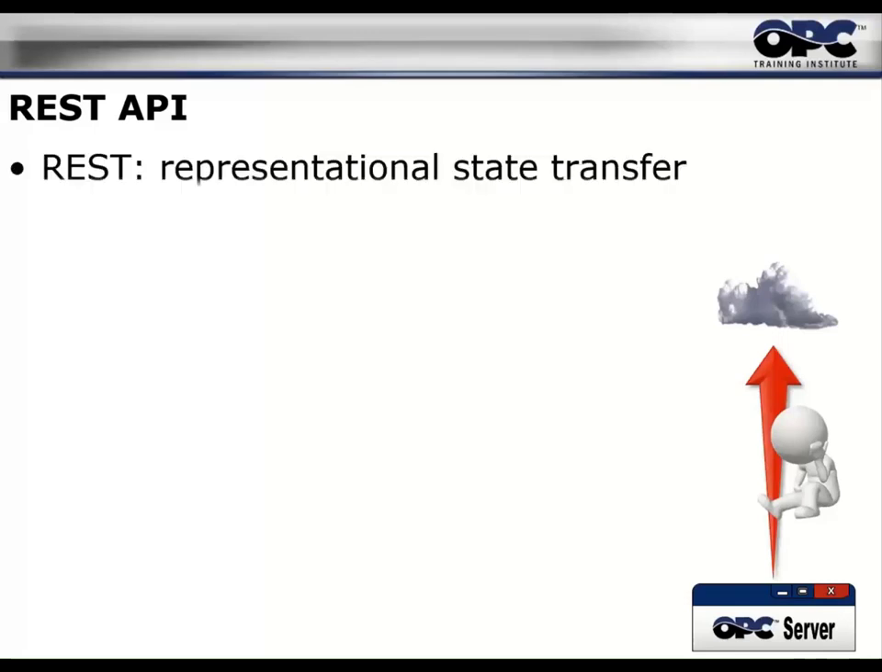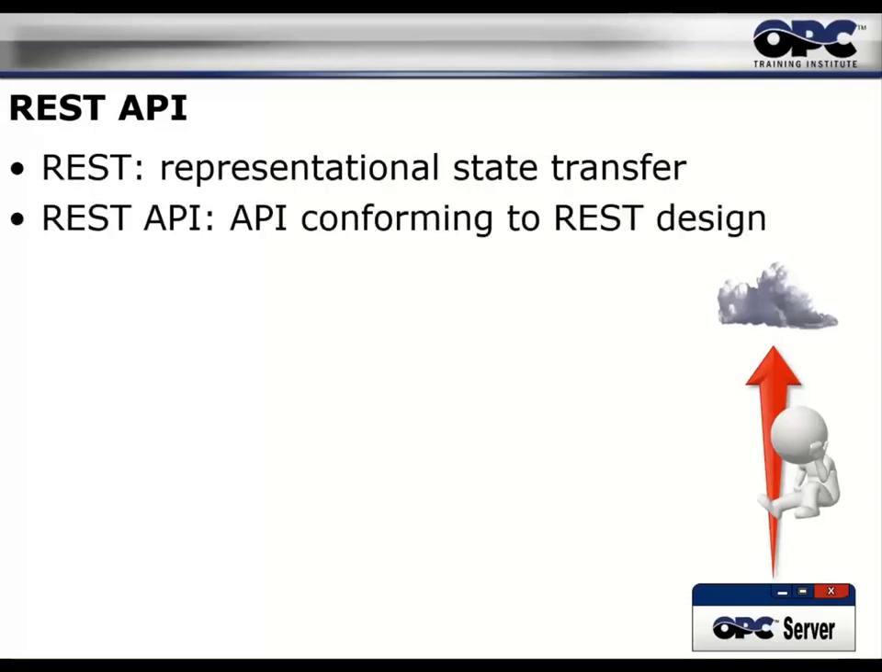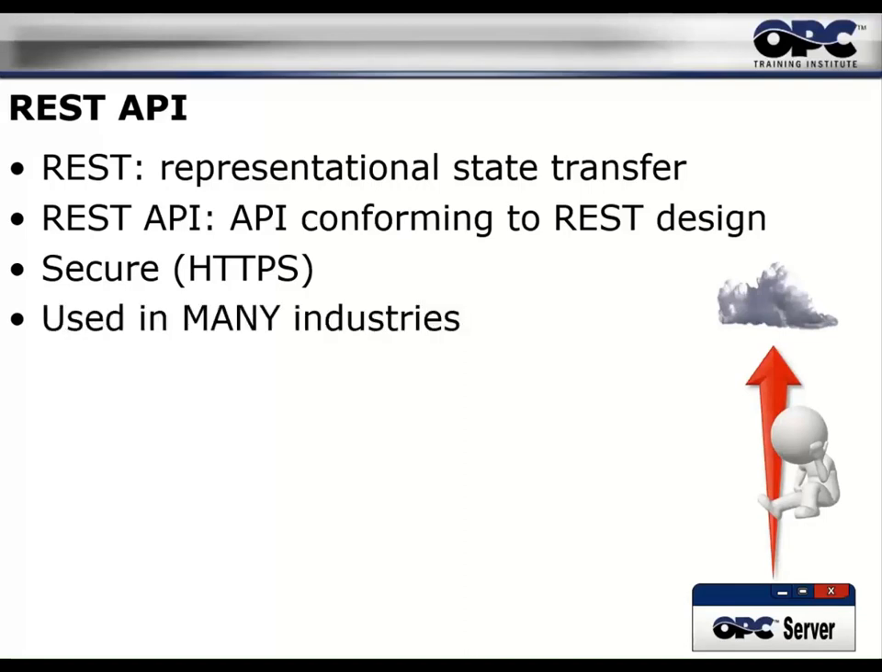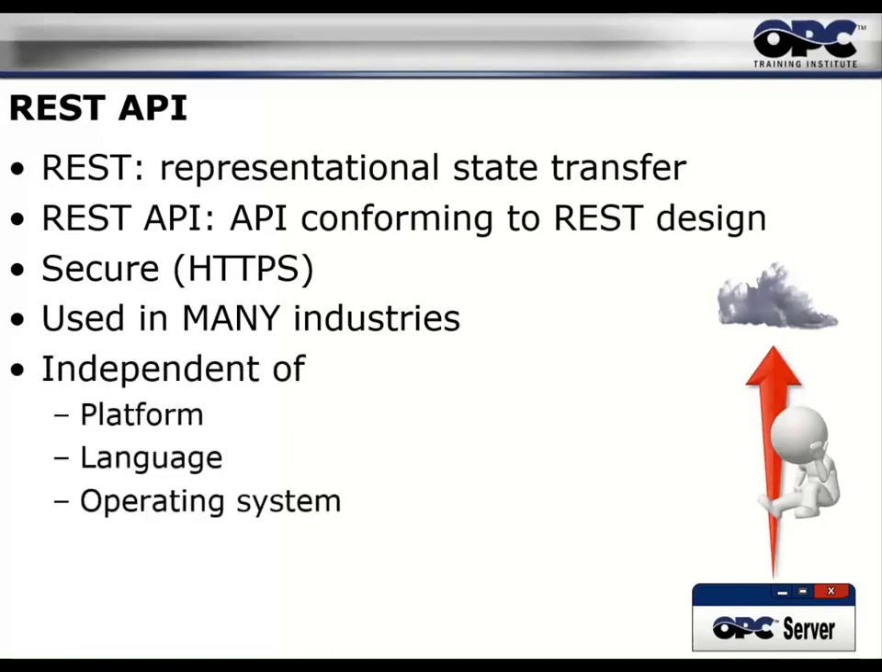Let's talk about REST API very specifically. REST, representational state transfer, and REST API is an API conforming to the REST design. Okay, that's very nice. Now, this is secure. It can be secure over HTTP or HTTPS. And this is used in many, many industries. So not just automation at all, not just in manufacturing, but in every industry out there, from finance to Facebook to consumer to your house, security and so on. The REST API is used everywhere.